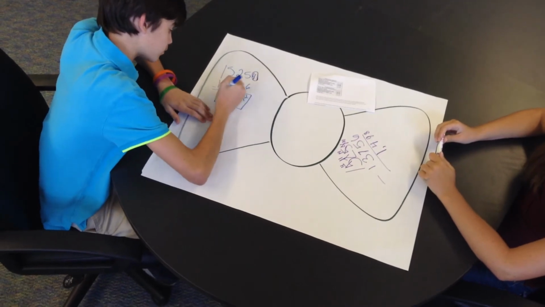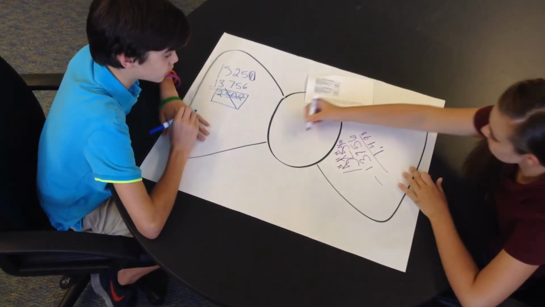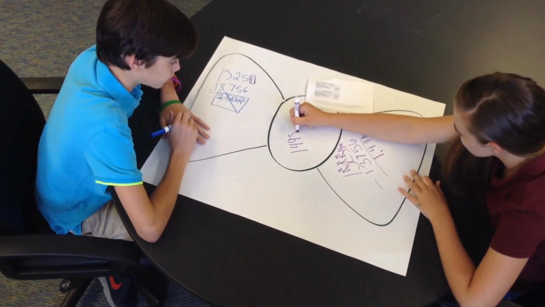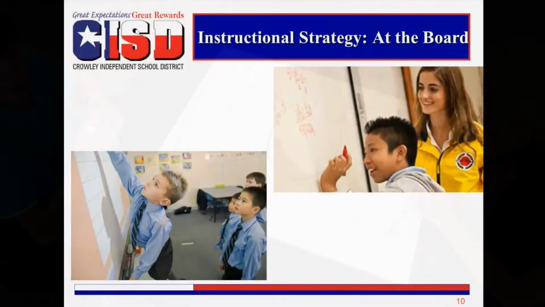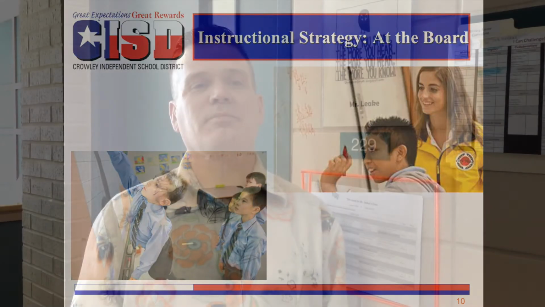In the center of the bow tie, students write their consensus answer. Another cooperative learning strategy, very similar to the bow tie method, is called At the Board. This short clip will demonstrate this strategy in action inside a Crowley ISD classroom.